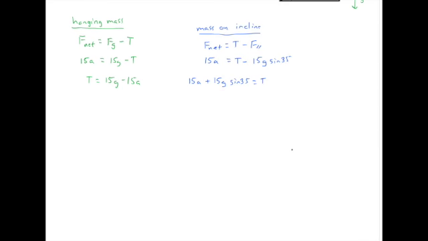So now I have two equations isolated for tension. I just need to make those two equations equivalent. And so tension for the hanging mass has to equal the tension on the mass on the incline.